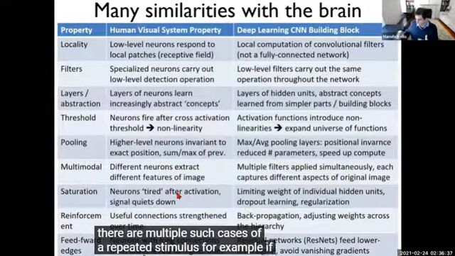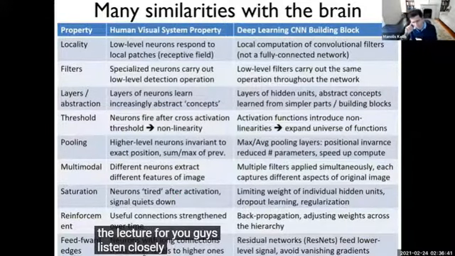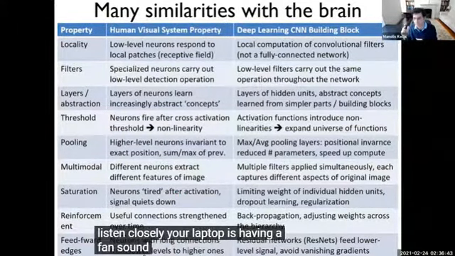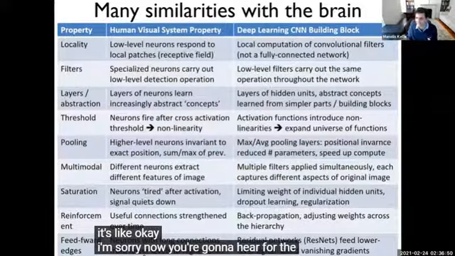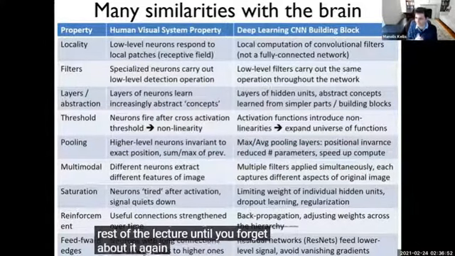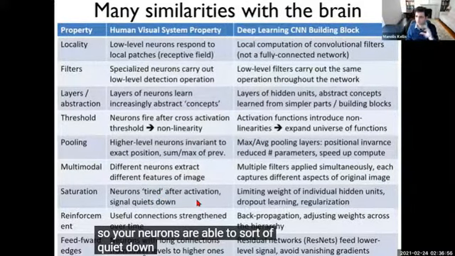For example, and I'm going to ruin the rest of the lecture for you guys, listen closely. Your laptop is having a fan sound. Okay, I'm sorry. Now you're going to hear it for the rest of the lecture until you forget about it again. So your neurons are able to quiet down signals that are repetitive and not informative.